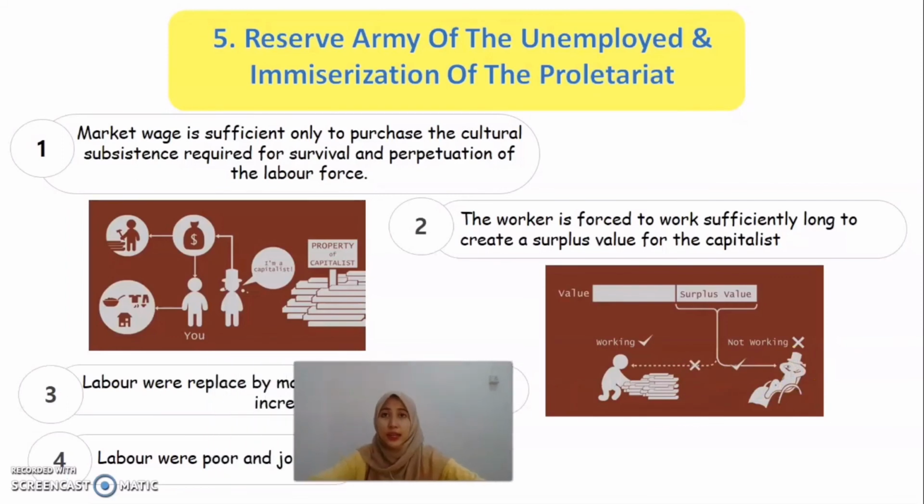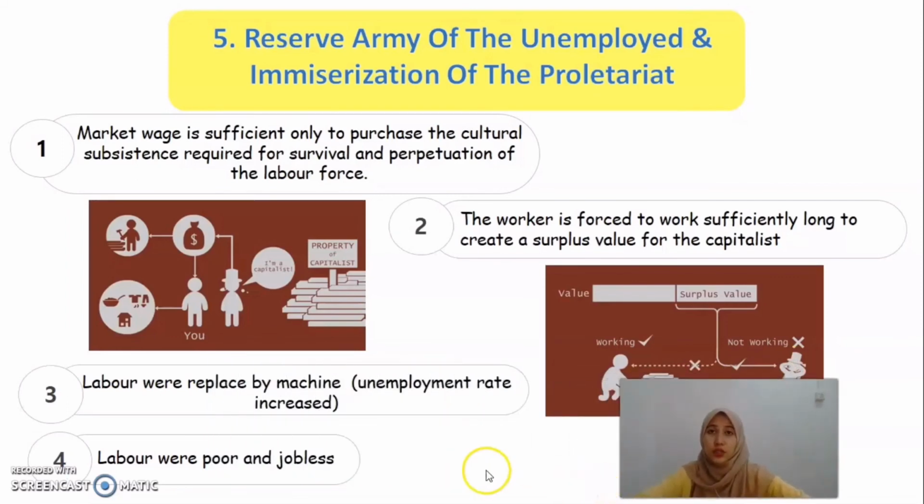Third, when there is a revolution, labor will be replaced by machines. So the unemployment rate will increase. And number 4, the labor will become poorer since the capitalists get richer.